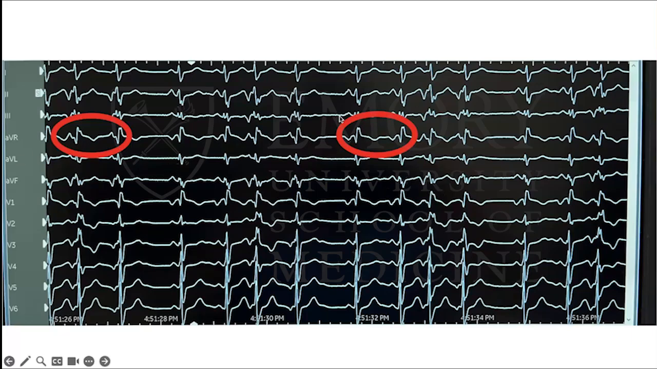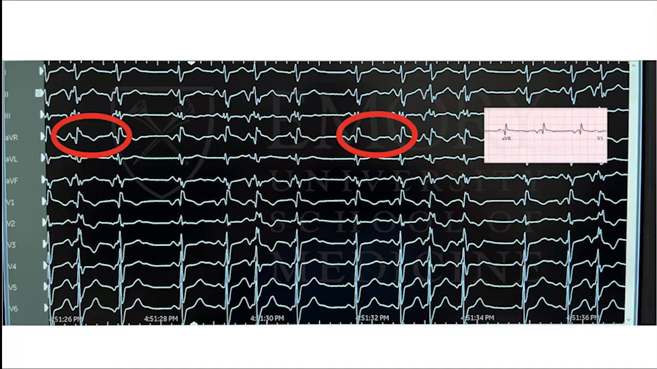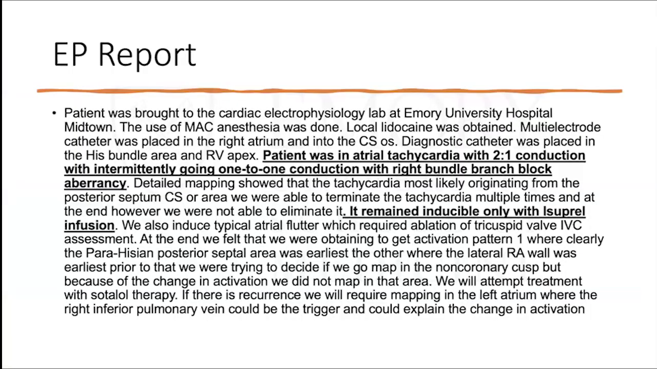So that switches the vector of the P wave, which signals to us that there is an abnormal P wave. If we remember, this is her presenting EKG, and this is a negative P wave deflection, showing that this is likely her aberrant atrial tachycardia that we're seeing here, which is consistent with what she came into the lab with. So notably, this was her EP report. So patient was in atrial conduction.